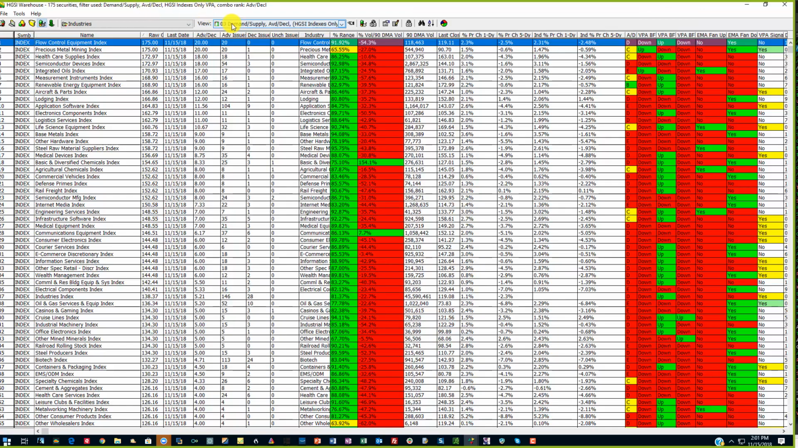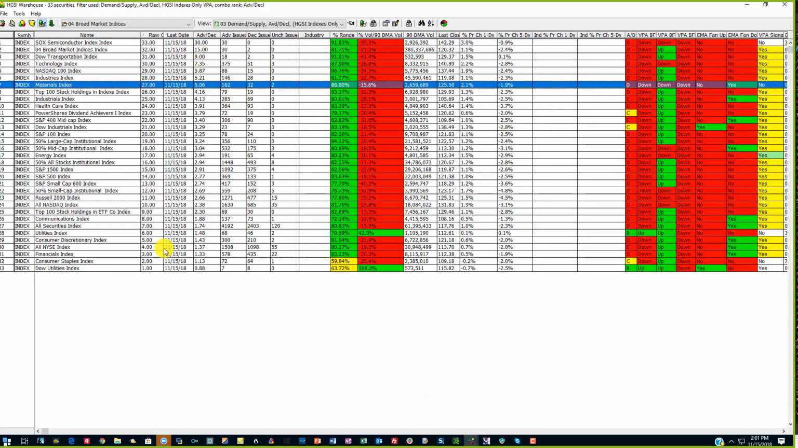If you don't care about looking at the entire spectrum or the broad market like I like to do, because it just gives me a better feel, and you just want to look at the industry group indexes, you can just update that and it goes much faster.